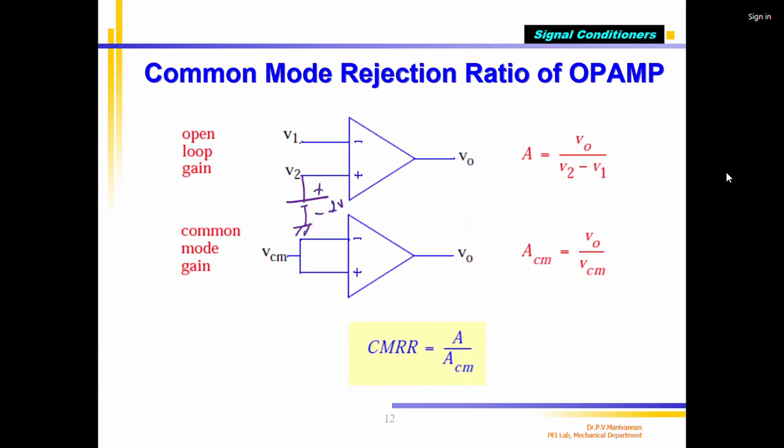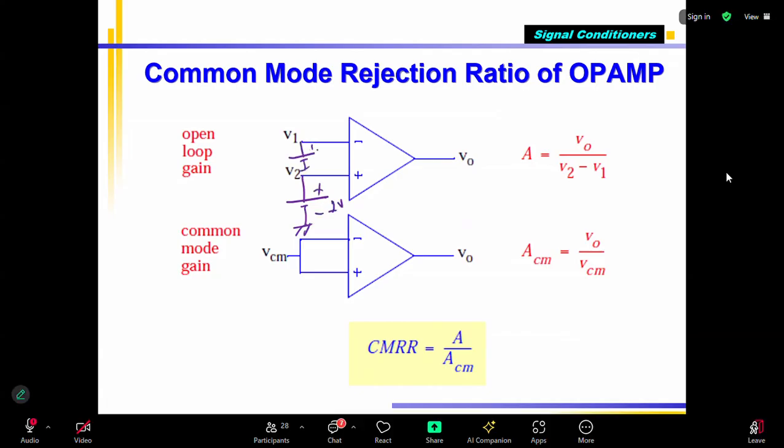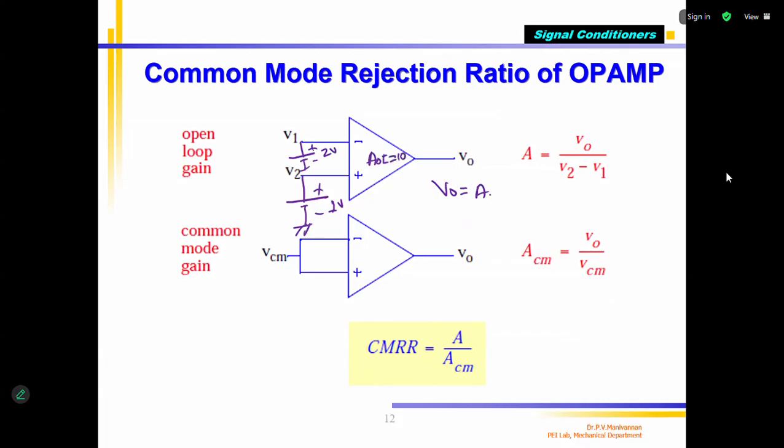Plus 1 volt. I am giving plus 2 volts here. Okay, so what is my V0? V0 equals AOL, and I said AOL equals 10 only; I have not changed it, I already bought the op-amp. So AOL multiplied by V2 minus V1. It is 10 multiplied by 1 minus 2, that is 10 multiplied by minus 1. You will get minus 10 volts. So my output voltage V0 will be minus 10 volts.